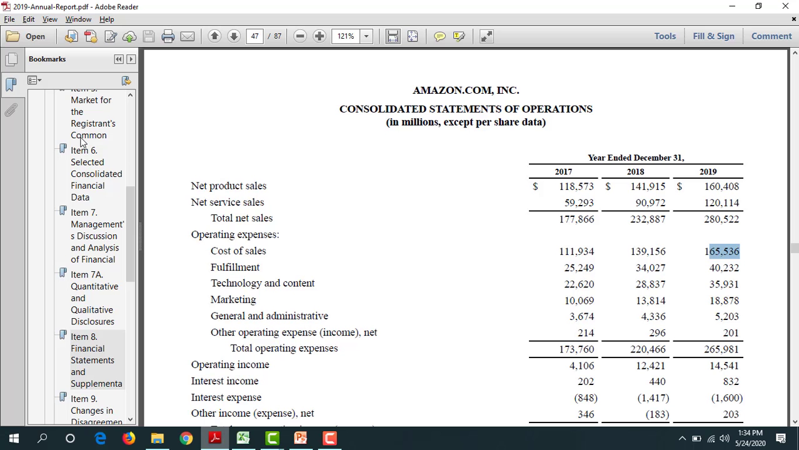So let's calculate the GP ratio of Amazon Incorporated. First, we will consider the consolidated statement of operations to get our data. Here we can see that to calculate the GP ratio, the formula is gross profit divided by revenue, multiplied by 100. So we will first calculate the gross profit. To calculate our gross profit, we will take the total net sales, that is $280 billion, and we will deduct from it our cost of sales or cost of goods sold, that is $165 billion.